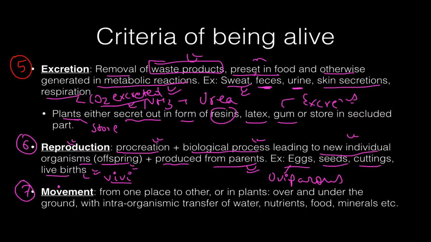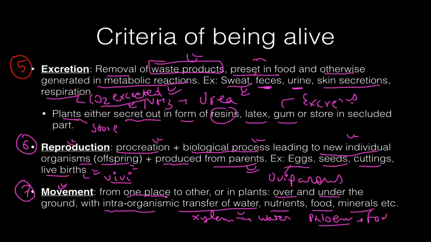And the seventh point is movement. This is also very, very critical. Now some people will say plants don't move at all. So for them, plants move over the ground and under the ground with the help of roots and with the help of shoots and branches and leaves. And there is also intra-organismic transfer of water, nutrients, food, minerals, etc. in plants. From xylem, they transfer water and nutrients, and through phloem, that is food. Is that understood?